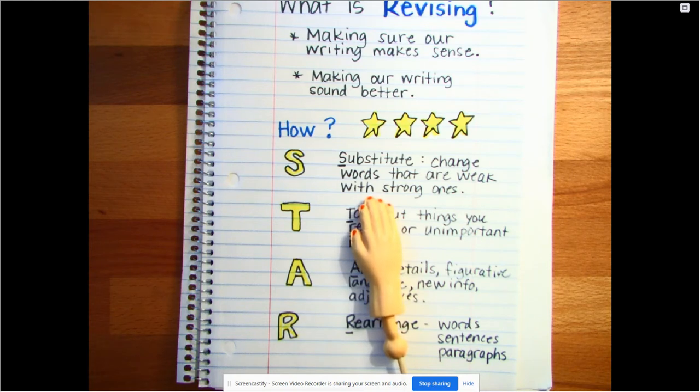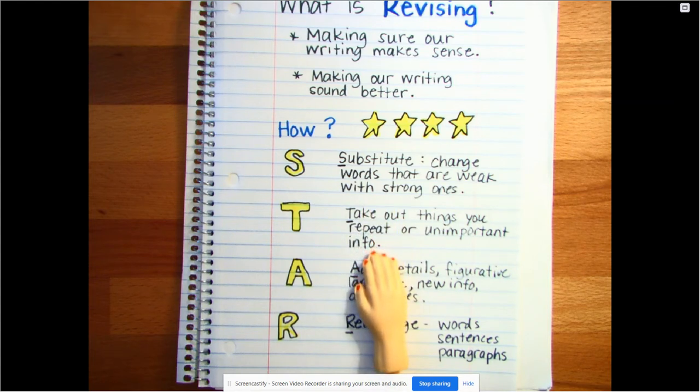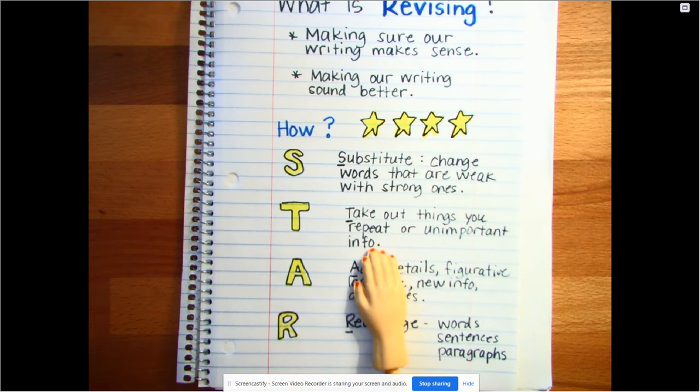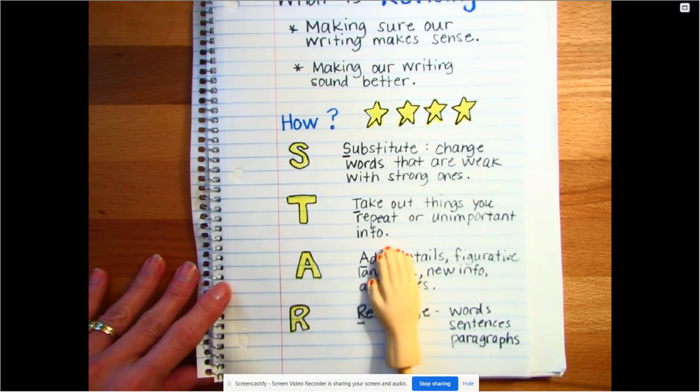So try changing out some words, and I'll show you a little bit of what I did in mine. The second thing you can do is take out things that you repeat, right? Maybe you've said it a couple of times, or maybe it's just not important to your story. So take things out that don't help your reader understand.